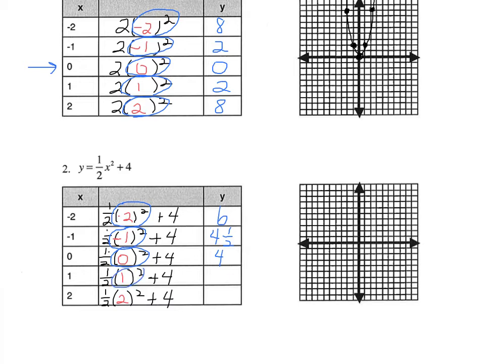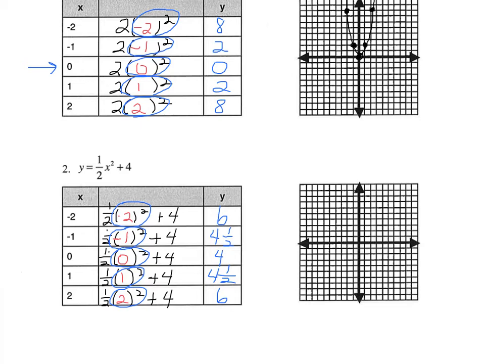In the next one, I'm going to take 1 squared, which is 1. Take a half times 1, which is a half. A half plus 4 is 4.5. And then take 2 squared. You get 4. Half of 4 is 2. 2 plus 4 is 6. And in this case, we do have our vertex in the middle of the table. And since I have my vertex in the middle of the table, I do see that I have some symmetry in my table, which is good.